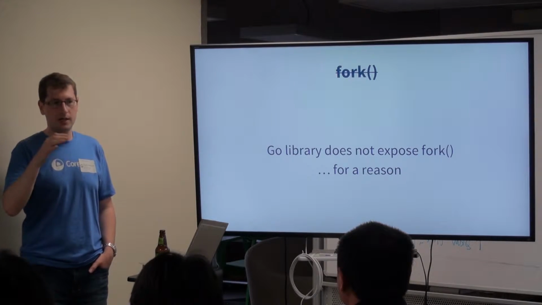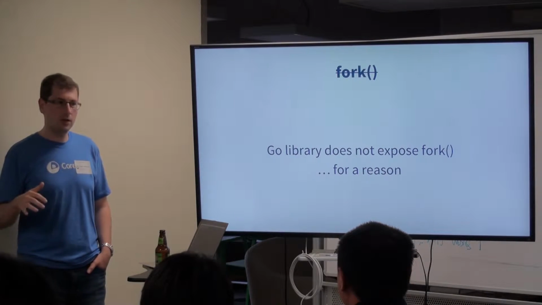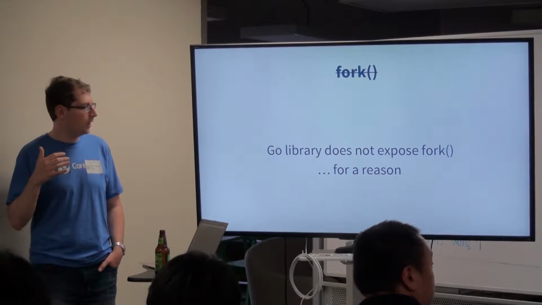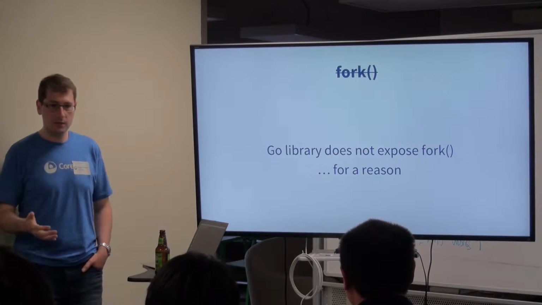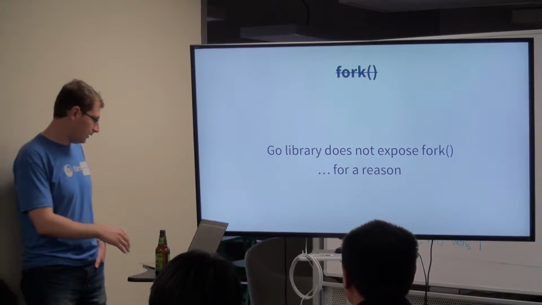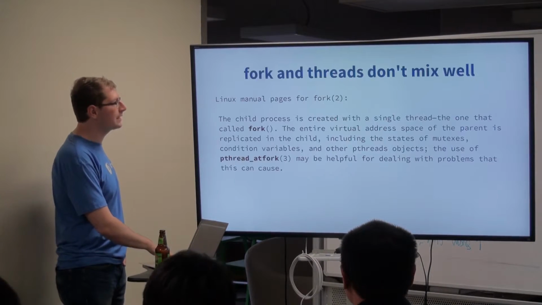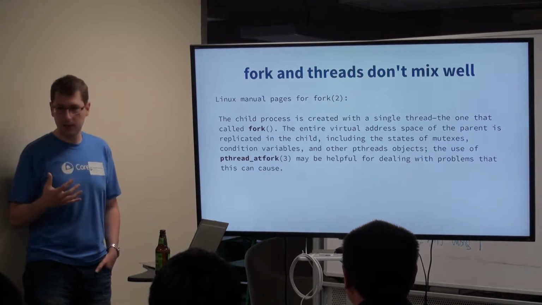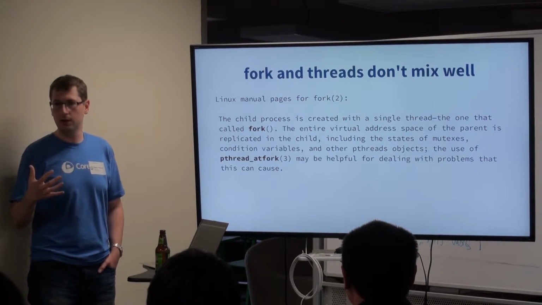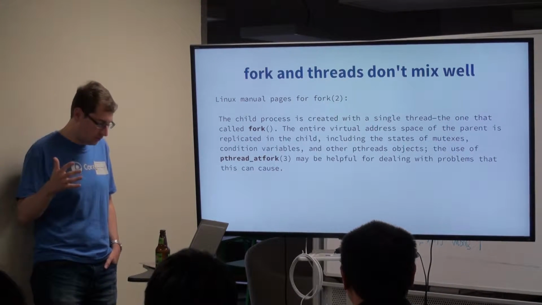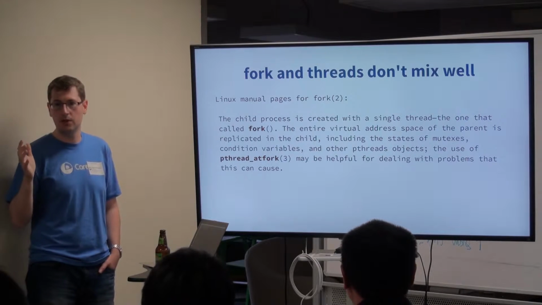In the high-level APIs, the syscall package is a low-level package for exposing basically every system call, but fork is not there. The reason they don't expose it is that fork does not work well with multithreading. And since Go is fundamentally multithreaded, when you start up a Go process, even if it's not launching any goroutines, you've got multiple threads running already.